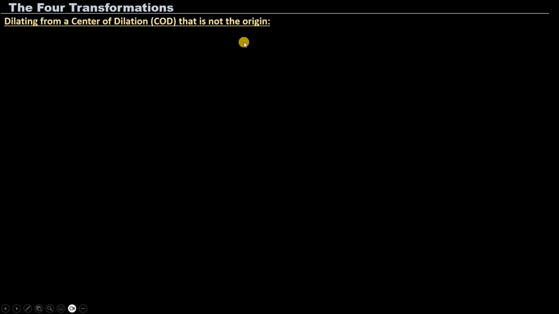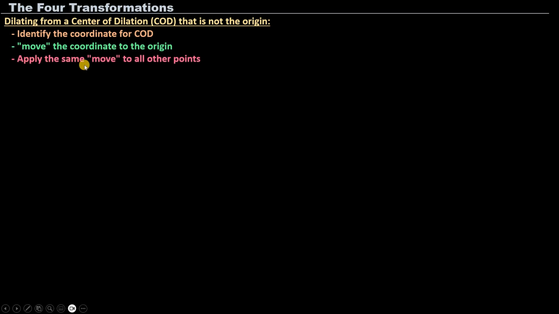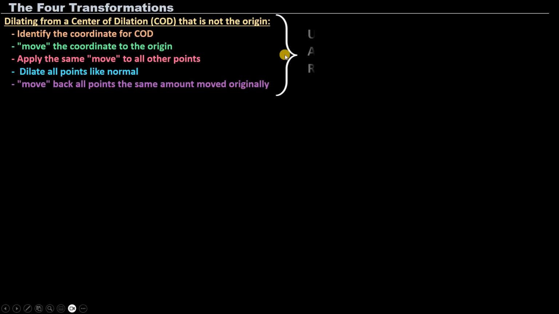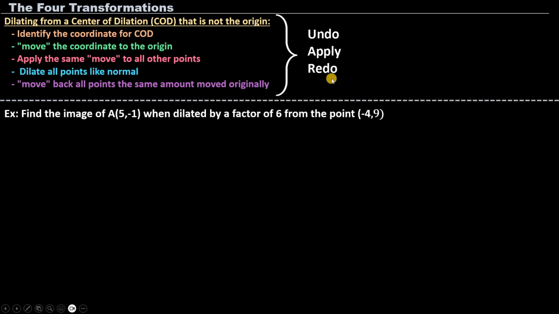So if we're not dilating from the origin, we have to do basically what we did for rotations. We have to identify what it is that we're expanding from, our center of dilation. We have to move that center of dilation back to the origin. We have to apply all that same movement to the other points that we're actually dilating. We dilate everything like normal, so just do the multiplication, and then we move everything back. So just like with rotations, we undo it, apply it, and redo it.